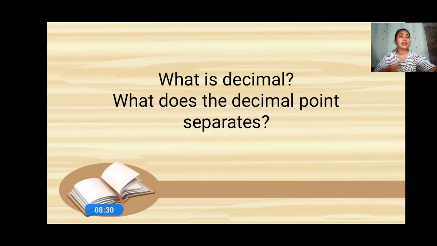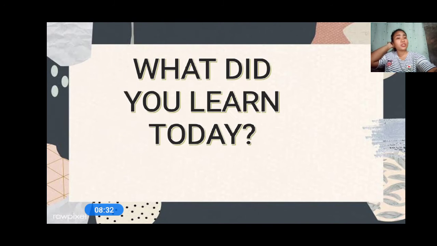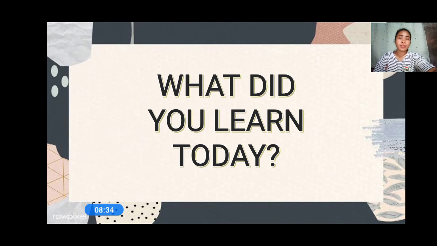Very good. So now, what did you learn today? We have learned today about the place value of decimals. A decimal is a number that uses numbers, a decimal point, and the meaning of place value. The decimal point separates the whole number from the decimal. If you really did understand the lesson, let us proceed to your practice exercise.